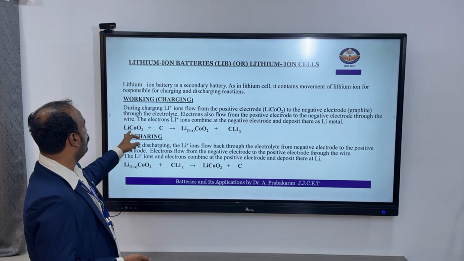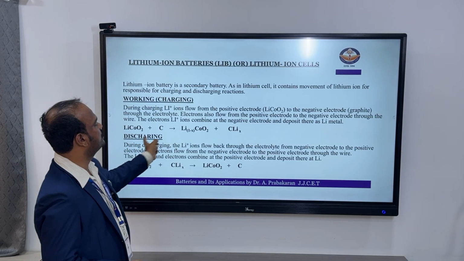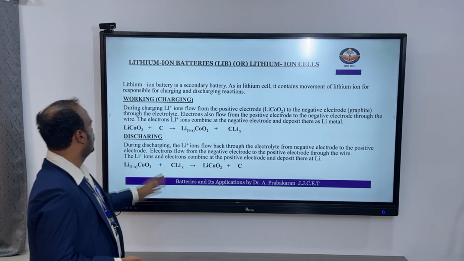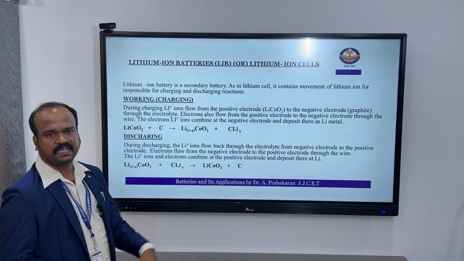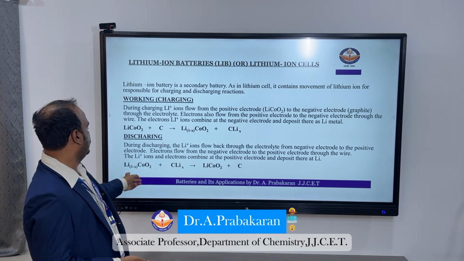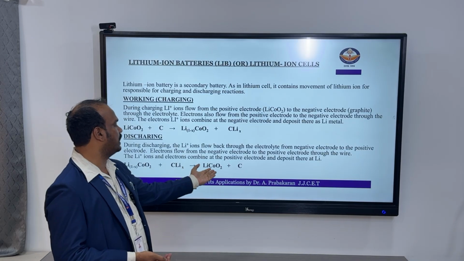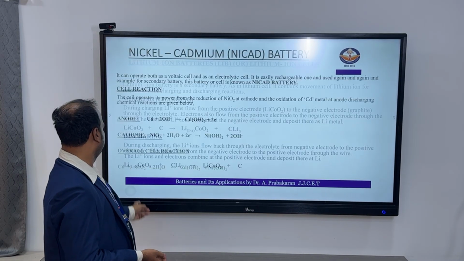From the lithium cobalt oxide, the lithium ion is oxidized and goes to the graphite electrode, leaving lithium 1 minus x cobalt oxide. After the discharging, the 1 minus x cobalt oxide takes the electron back and goes back to lithium cobalt oxide.